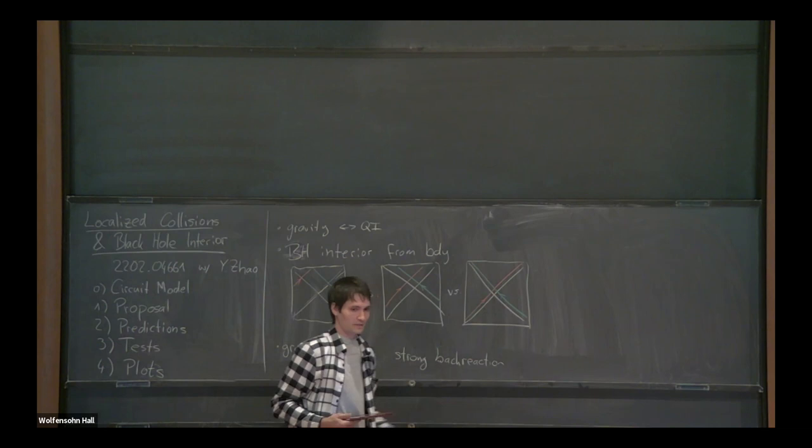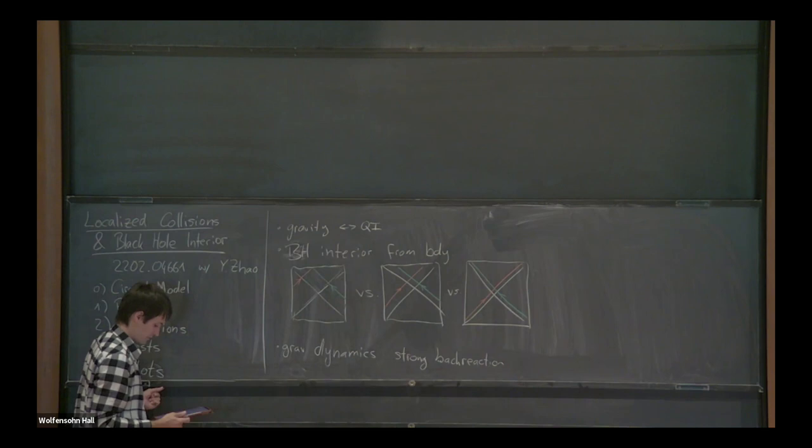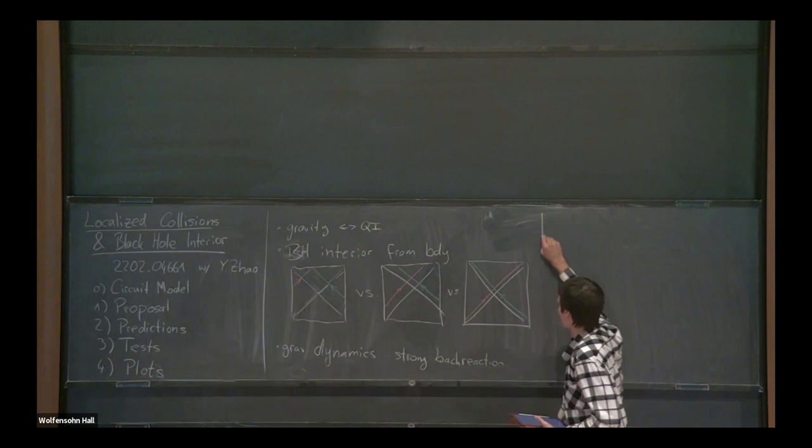And I'm going to try to answer that question in a language that comes from quantum information tools. So I'll begin by explaining this quantum circuit model that I'll be using. And then I'll tell you more about the kind of predictions it makes about gravity. Then we'll test these predictions. And in the end, I'll show some plots, some nice pictures.